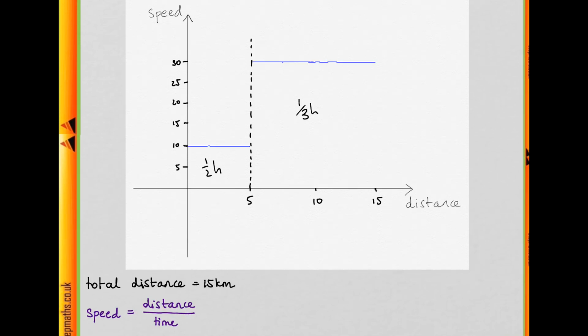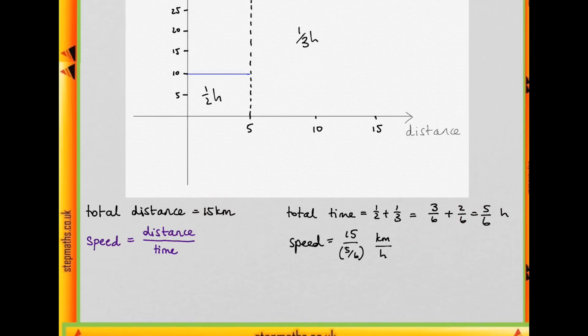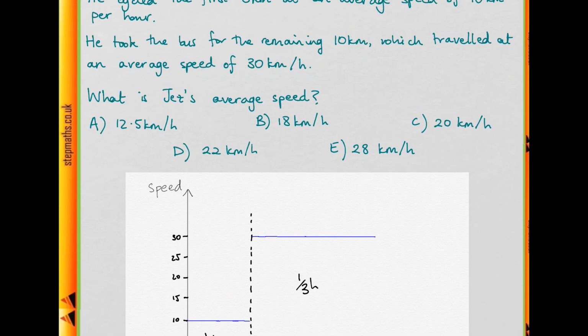Okay, so the total time is going to be a half plus a third of an hour, so that's 5/6 of an hour in total. So if we now work out the average speed by using this formula with this distance and this time, then we're going to have 15 divided by 5/6, and dividing by 5/6 is the same as multiplying by 6/5. So now I can cancel a 5. So we have 3 times 6, which is 18 kilometers per hour, and that's answer B.